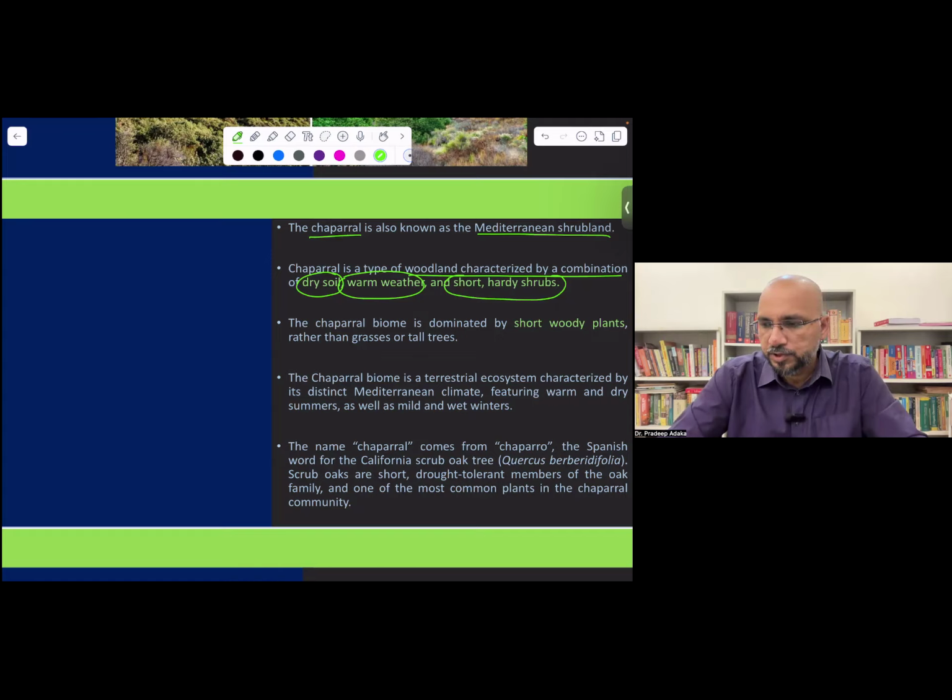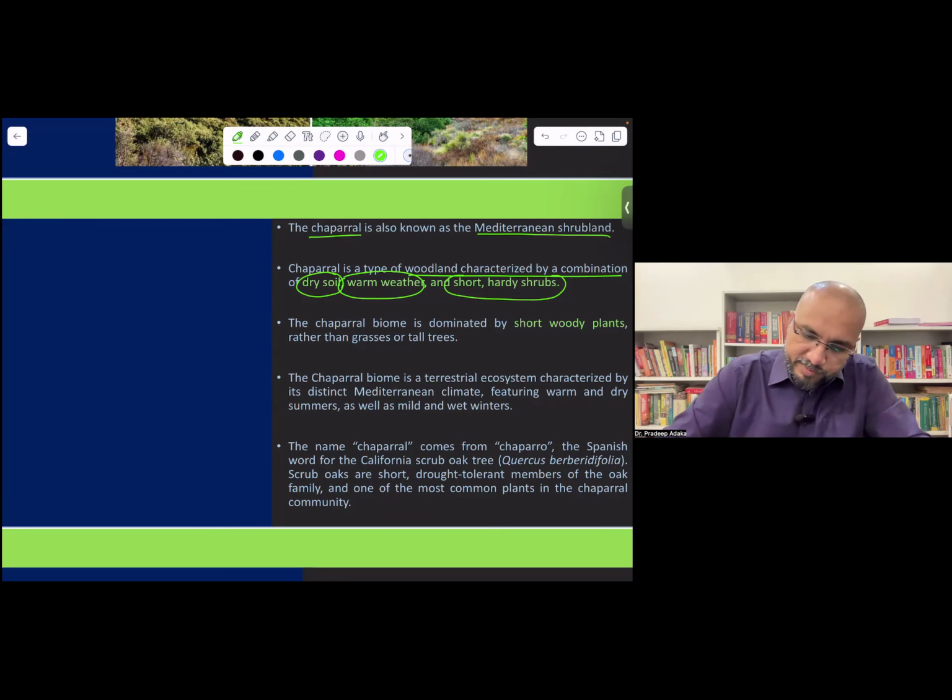So to conserve the moisture, plants have modified themselves. Some plants close their stomata during the dry season. In other plants, the leaves have turned leathery to reduce the transpiration rate. So chaparral woodland is characterized by a combination of dry soil, warm weather, and plants that are mainly shrubs which have woody stems and hard, leathery leaves.